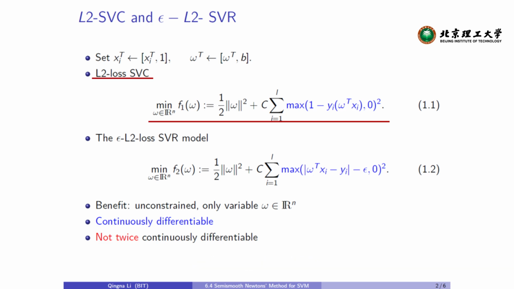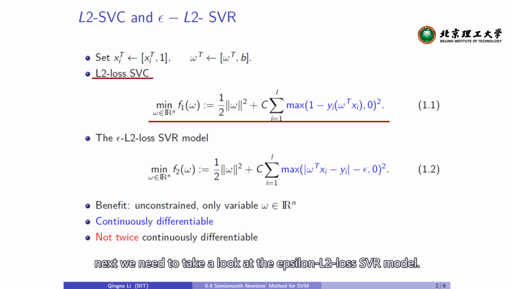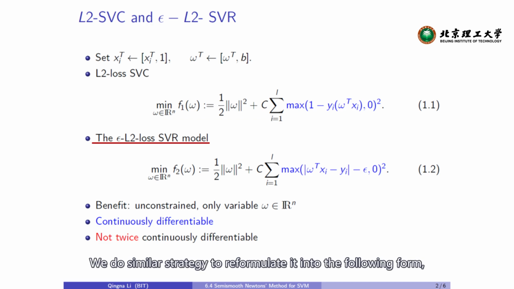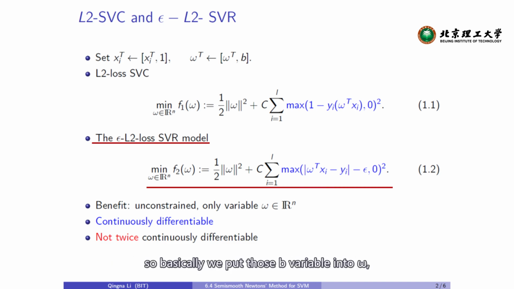Okay? So after rearranging into the following form, next we need to take a look at the epsilon L2 loss SVR model. We use a similar strategy to reformulate it into the following form. Basically we put the b variable into omega and then there is only one variable left. However, the dimension increases to R^(n+1).